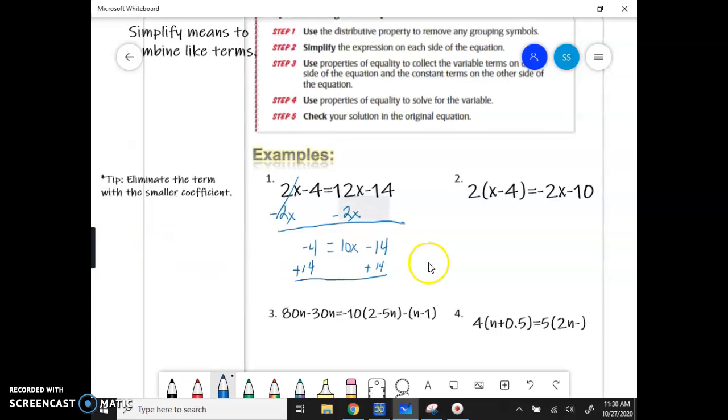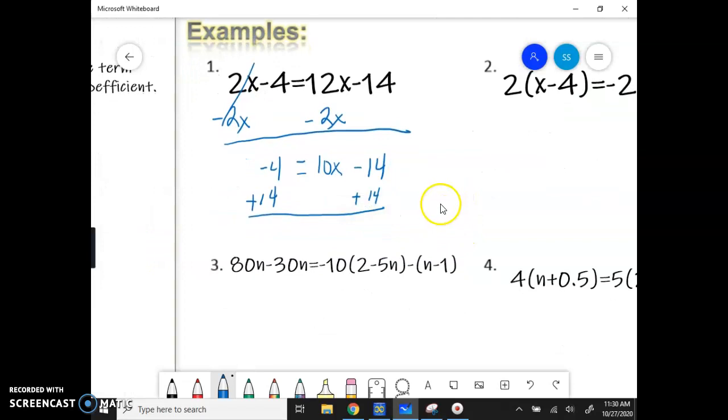I'm going to zoom in a little bit here. Negative 14 plus 14, that goes away. Negative 4 plus 14 is going to equal positive 10. Update the problem, drop down that equal sign and the 10x. The last step: 10 times x, so I just need to do the opposite. I divide by 10, divide by 10, and I'm left with 1x, or 1 is equal to x. 10 divided by 10 is 1, so we got 1 is equal to x.